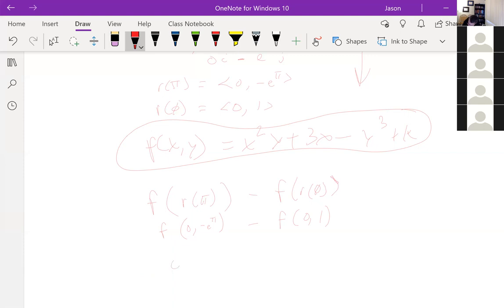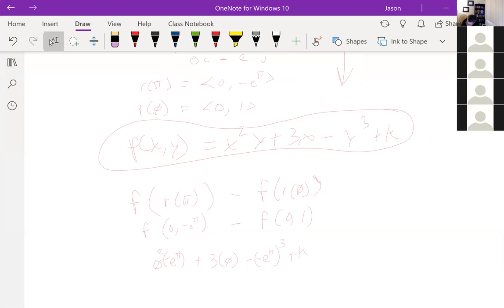So this is going to be 0, negative e to the pi: 0 squared times negative e to the pi, okay, plus 3 times 0 minus negative e to the pi cubed plus k, where the k is going to drop out here. Okay, minus, okay, and then for the second one, it's 0 for the x's, so those are both going to go to 0. And then we're just going to have 1, right? So it's a minus minus 1, so it's a positive.